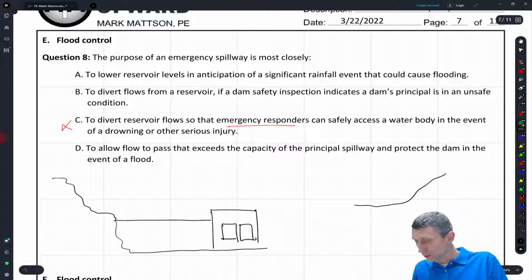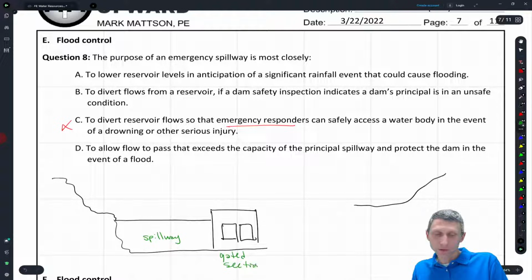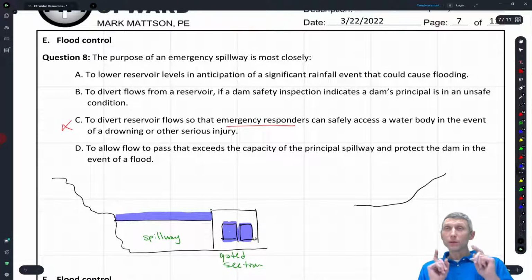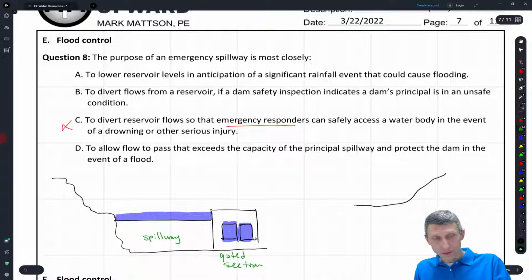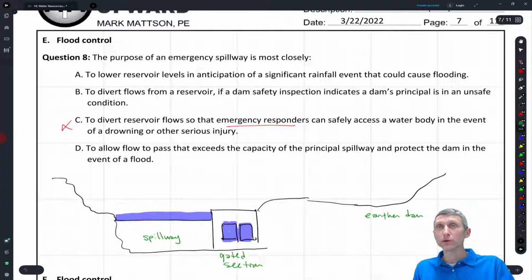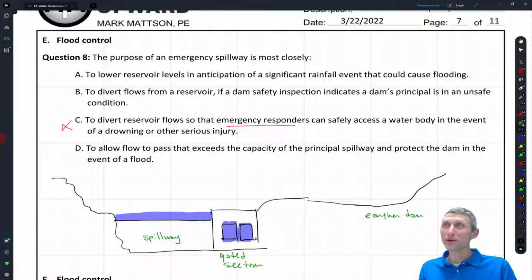So we might have like a spillway, right? We might have a gated dam, a gated section, right? So the gates can get opened up, so we can pass a whole bunch of flow through those gates. We're gonna have some flow coming over the spillway. But what we don't want to have happen is we don't want water to flow over our earthen dam. Why not? Because water erodes earth. Okay, we don't want water to flow over an earthen dam.